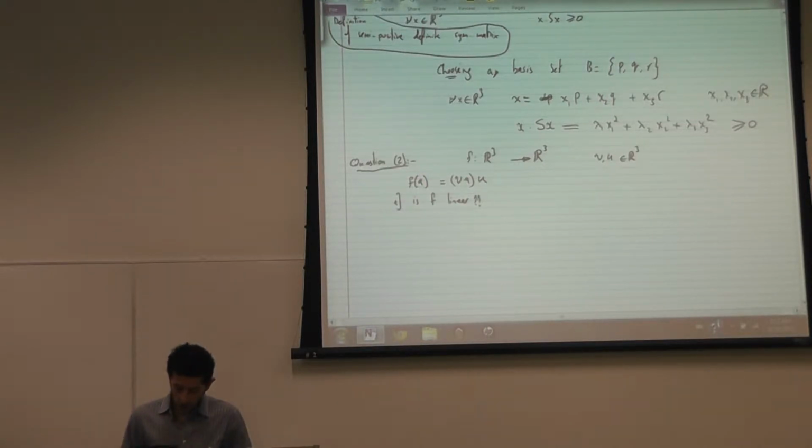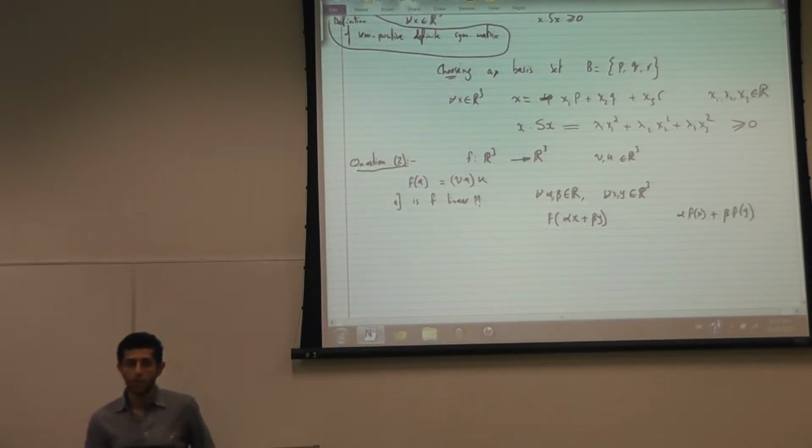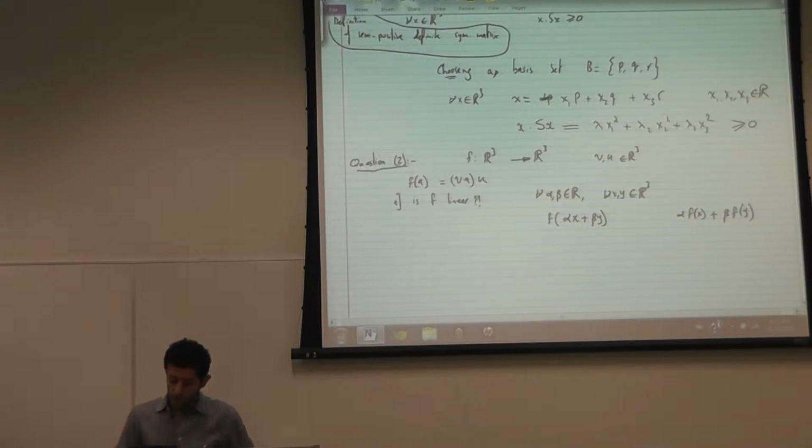The definition of linear is that for every alpha and beta in R, for every x and y in R3, I have to have f of alpha x plus beta y and alpha f of x plus beta f of y be equal. If these two are equal, then f is linear. If not, then f is not linear.